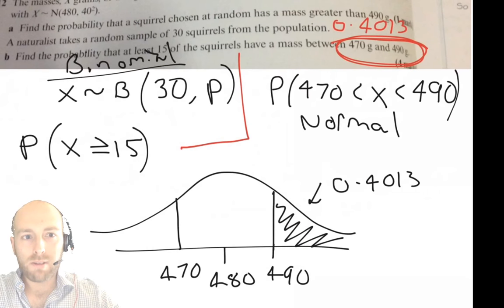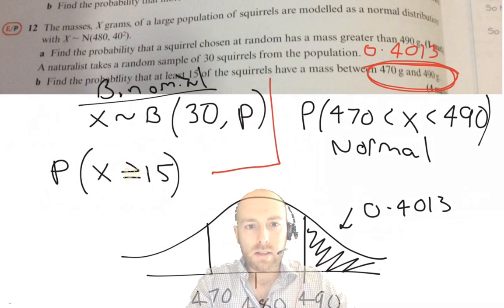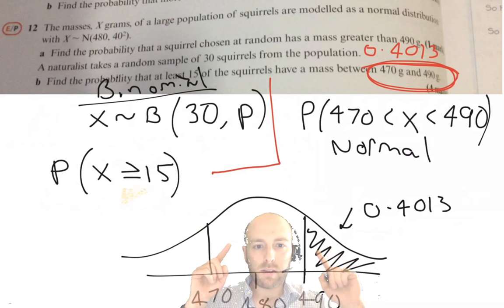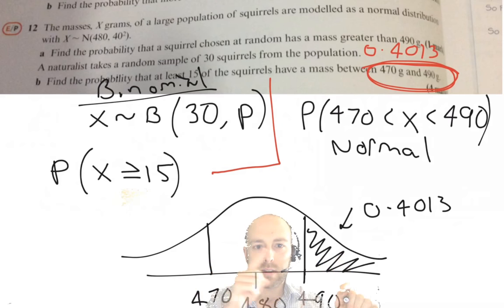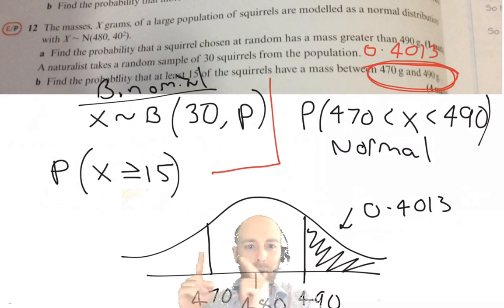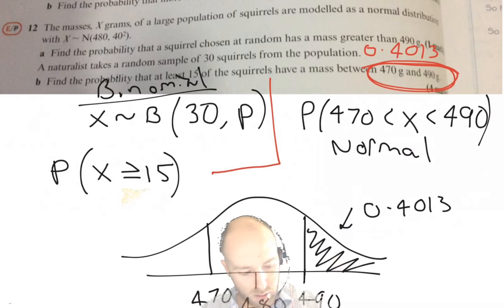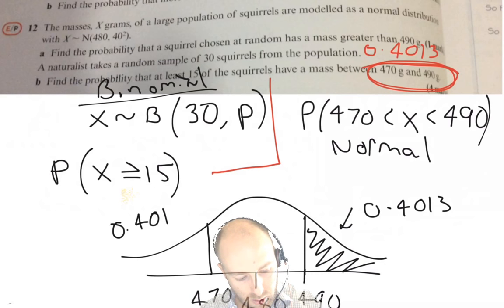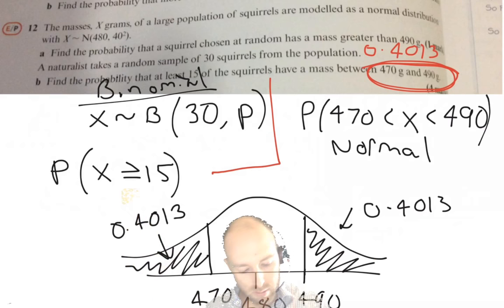Now, if you look at these, you'll see that it's symmetrical. So we can see 490 and 470 are actually equidistant from the mean at 480. So I actually know that this area is the same as this area. So I can work out this probability relatively easily because both these bits are going to be 0.4013. So without grabbing a calculator, I can say, well, let's add these up. 0.8026. Cool, let's write it down.